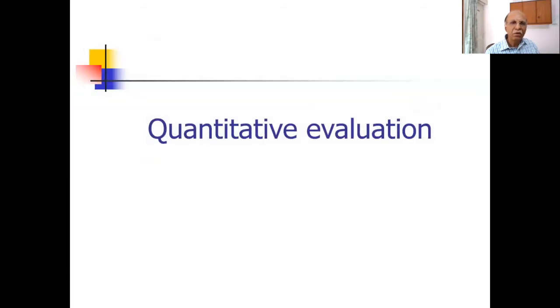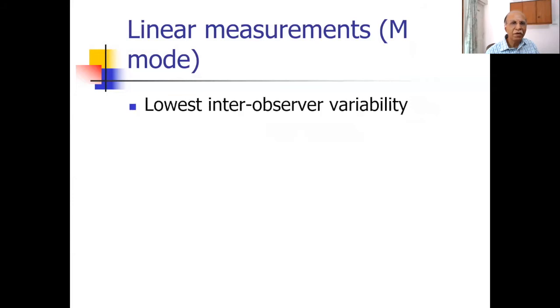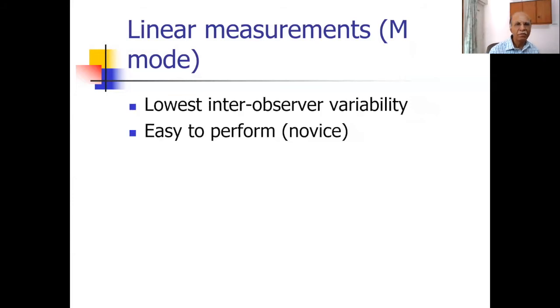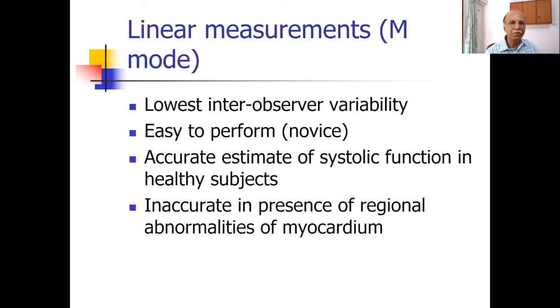Let's now move on to the quantitative evaluation, and the first in the list is the linear measurement. It's very simple. It has lowest inter-observer variability, and even a novice can perform it. It gives an accurate estimate of systolic function only in healthy subjects because only two walls of the ventricle will be sectioned at any given time. And if those two walls are normal, then your functional assessment will be normal. The other walls, if abnormal, cannot be detected by this particular method. So in presence of regional wall motion abnormalities, it is not accurate.